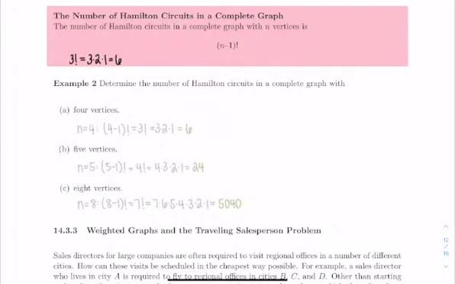So let's go ahead and try this with example number 2. We want to determine the number of Hamilton circuits in a complete graph. The first one is with 4 vertices. So n is equal to 4. Plugging it in, we have 4 minus 1 factorial, but that's 3 factorial, which is 3 times 2 times 1, or we get 6.